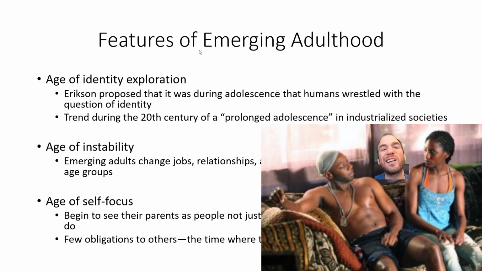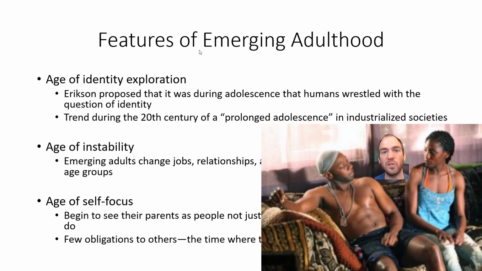So now, going over these 5 classic features of emerging adulthood. Age of identity exploration. Erikson proposed that it was during adolescence that humans wrestled with the question of identity. There was a trend during the 20th century of a, quote, prolonged adolescence in industrialized society, before the idea of emerging adulthood emerged. Some people called it prolonged adolescence, now typically referred to as emerging adulthood. Age of instability. Emerging adults change jobs, relationships, and residences more frequently than other age groups. Age of self-focus. They begin to see their parents as people, not just parents, something most adolescents fail to do. There are fewer obligations to others, a time when they can do what they want with their life.